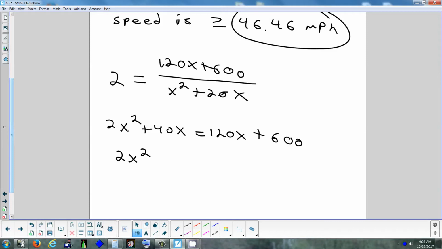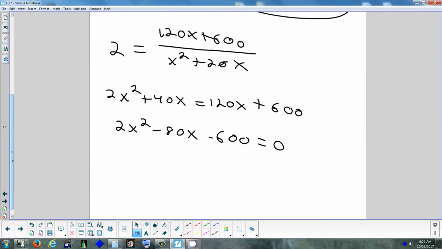So 2x squared, I'm going to subtract 120x, and I'm going to subtract the 600. Now we just use the quadratic formula. If you want to divide everything by 2, you could do that first. So we've got x squared minus 40x minus 300 equals 0. Does anyone need me to go through the quadratic formula, or can I just tell you the 2 answers you would get? Everyone feels okay with quadratic formula?